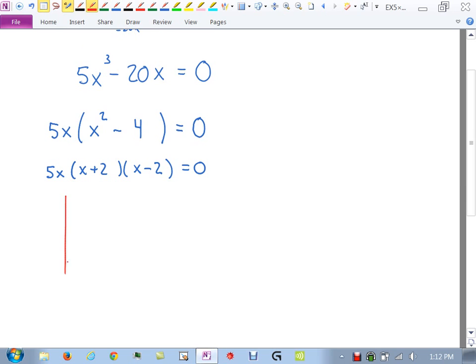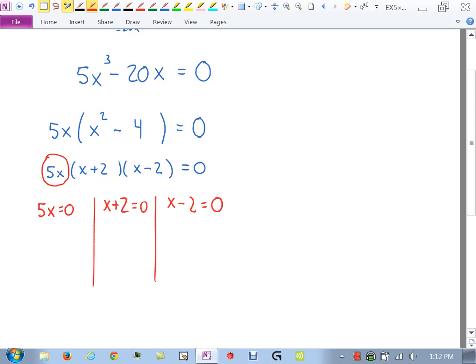So I have one, well, I'll make a little more room there. Here are my 3 equations. First thing is I want to know when 5x is 0. The next one is x plus 2 is 0. And the last one is x minus 2 is 0. You see where those come from?